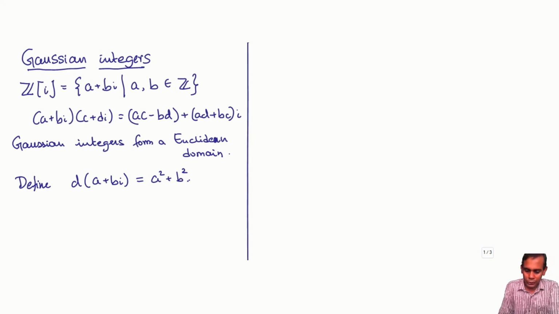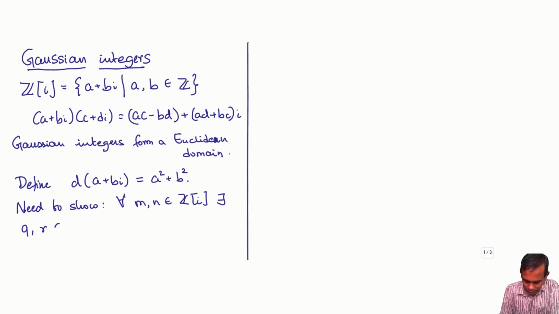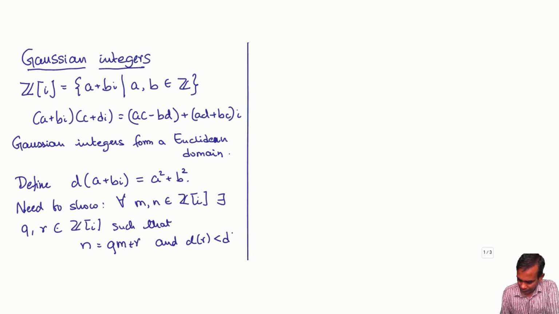Now what I need to show to establish that this is a Euclidean domain is that for all m, n Gaussian integers, there exist Gaussian integers q and r such that n is equal to qm plus r and d of r is strictly less than d of m. This is essentially a geometric argument.